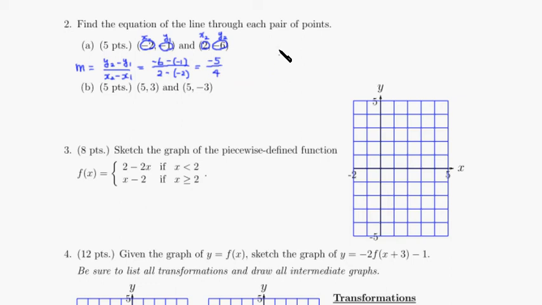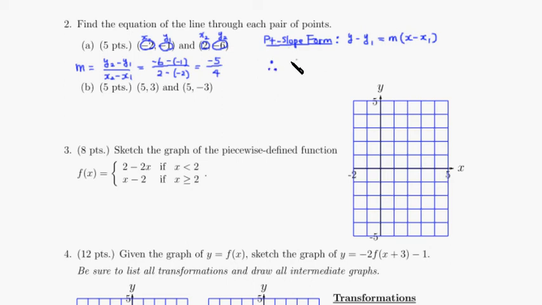After that, we can use something called point slope form, if you remember. Remember that it goes something like this: y minus y1 is equal to m times the quantity x minus x1. So we can find the equation because we know everything there.